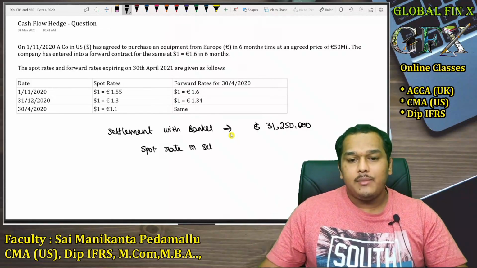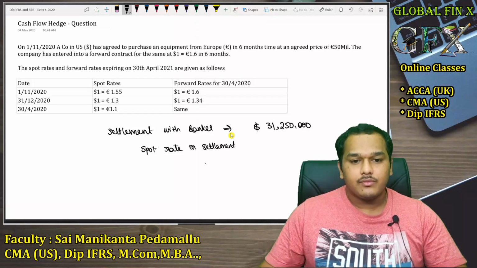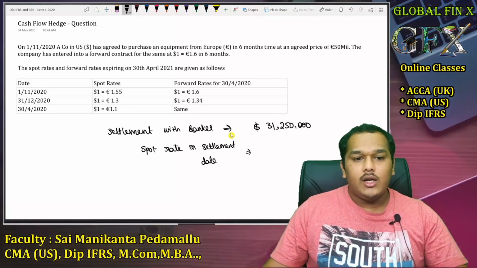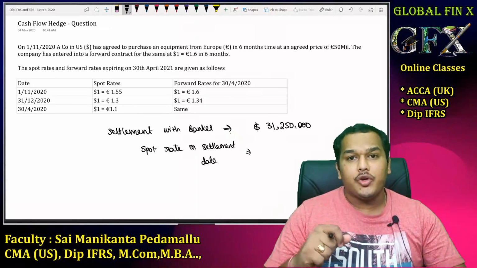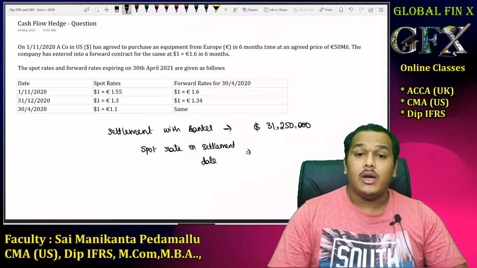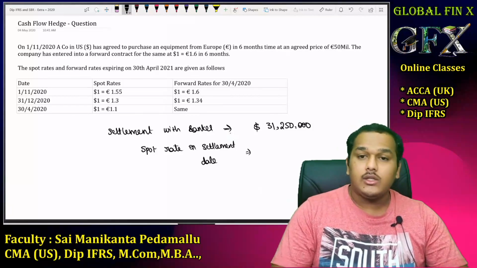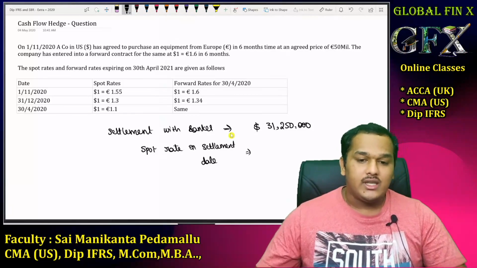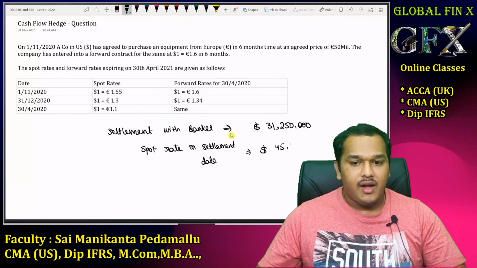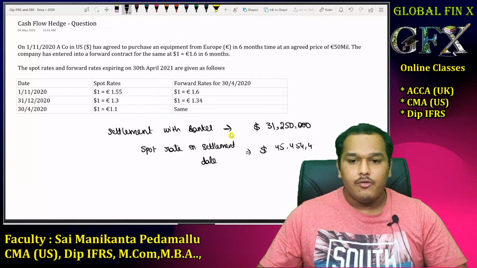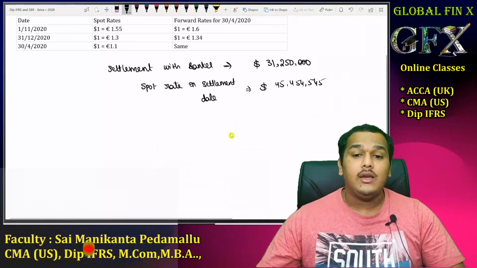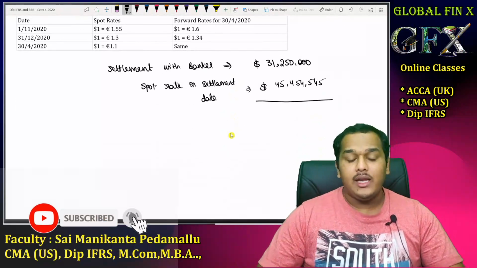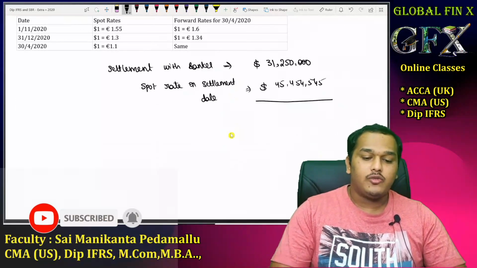Spot rate on settlement date is $1 equal to 1.11 euros. If I had not entered into this particular forward contract, how many dollars am I supposed to pay? $50 million divided by 1.1 is $45,454,545. So if I had not entered into this forward agreement, I would have been expected to pay 45.45 million, whereas I am paying only 31.25 million, right?